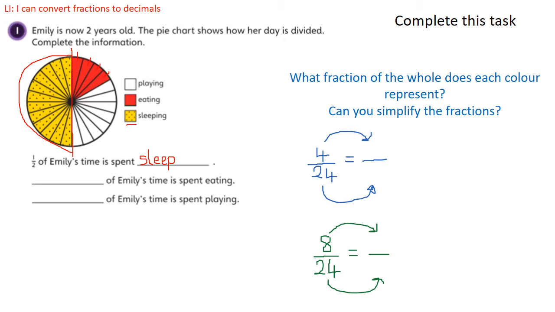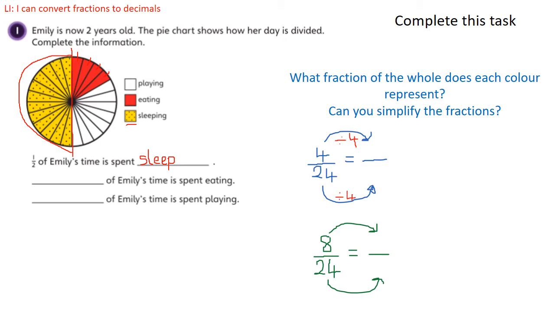Now, I can see immediately that that is not in its simplest form. How do I know that? Because I'm pretty sure that 4 and 24 appear in the 4 times table. So what I do to the denominator, I do to the numerator. So I'm going to try dividing both of those by 4.